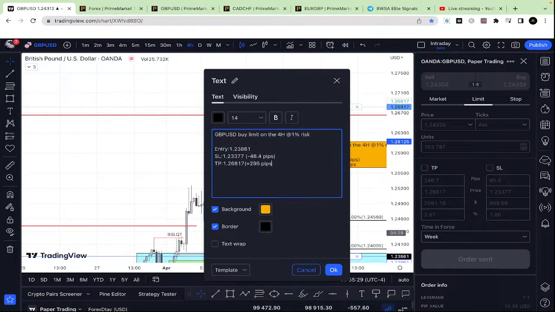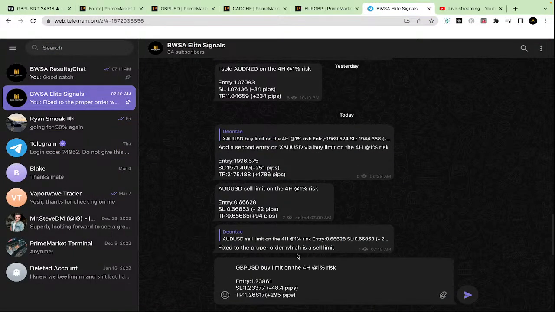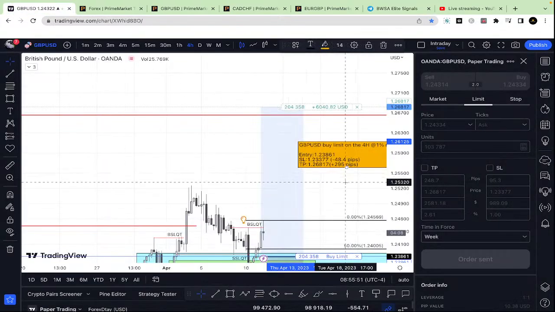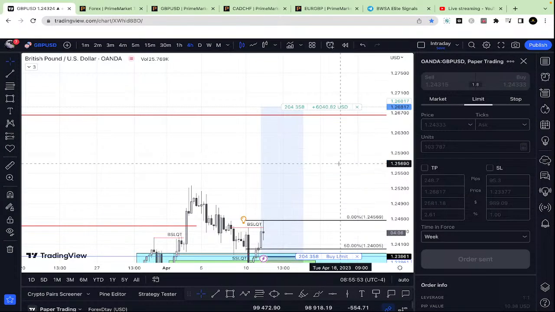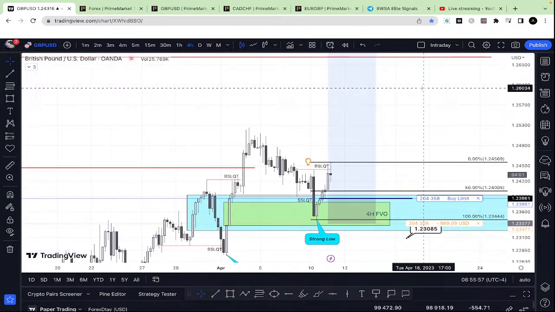295 pips. Now, I would like to see if there are any prime market terminal predictor levels that would be better context to this trade. I'm going to add a little bit more context so I can feel better about the trade. Not that I don't feel good about it. If I didn't, I would have never called it. I also need to copy this to my actual account.